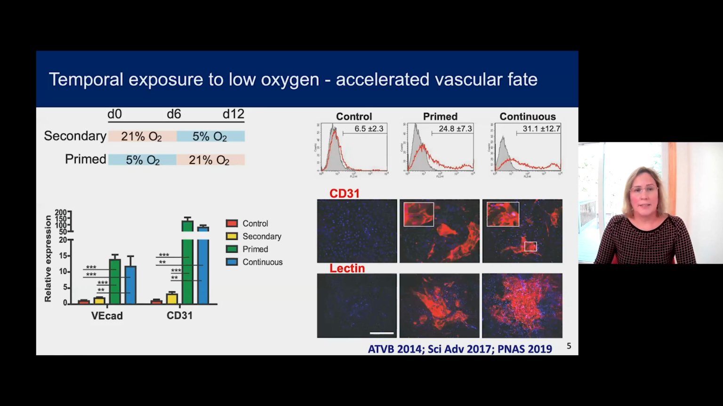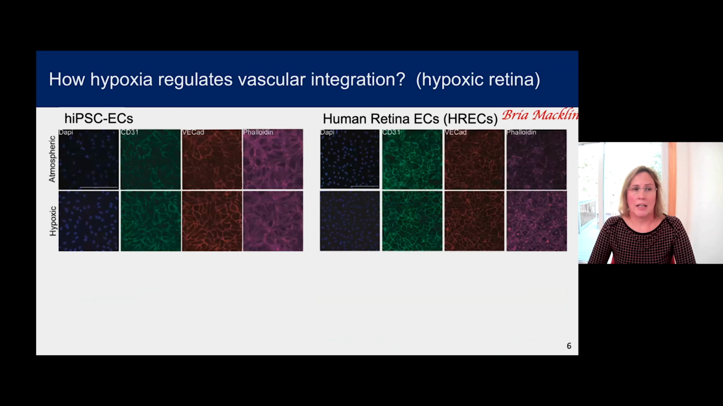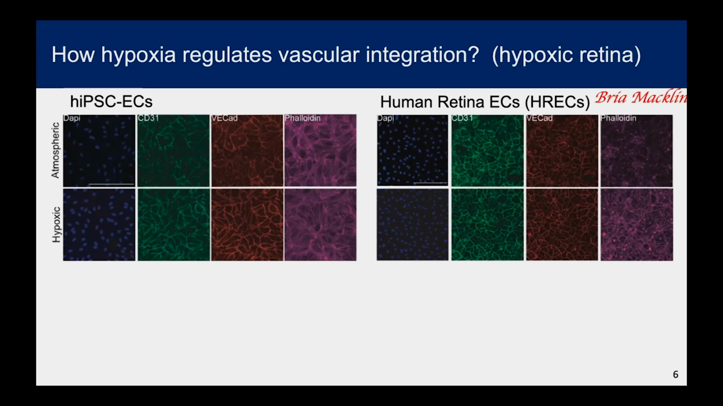So with that in mind, that we know that hypoxia regulates, or impacts, the fate towards a more endothelial cell, we wanted to ask how hypoxia regulates vascular integration. Specifically, Bria Macklin, who was a PhD student in the lab back then, wanted to examine the hypoxic retina tissue. I'll explain a little bit later why we chose this specific hypoxic retina.